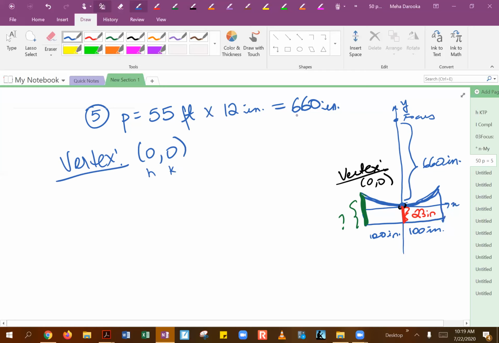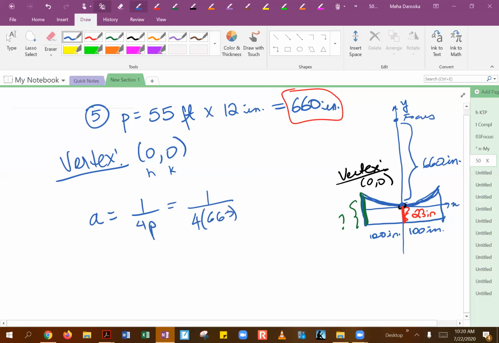We already know what P is. We know the P value is going to be 660 inches. So then you can work backwards to find out what that A value is going to be, because, of course, we need to know the A value to come up with the equation for our parabola. So that would end up being 1 divided by 4 times P. And we know the P is going to be 660 inches. So that would give you what the A value is. And what do we come up with?